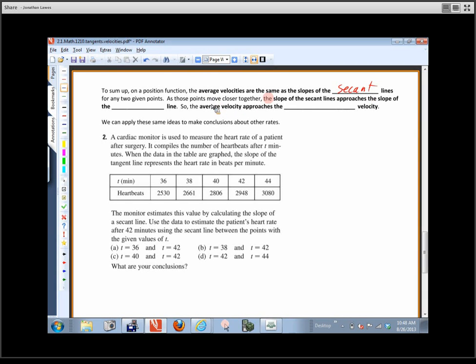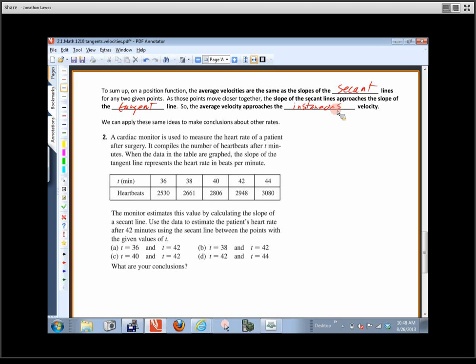If we move those two points closer and closer together, so this idea that we were talking about at the beginning of class, the end result of a limiting process, the slope of the secant line approaches the slope of the tangent line. So that means the average velocity would get closer and closer to what we called the instantaneous velocity.